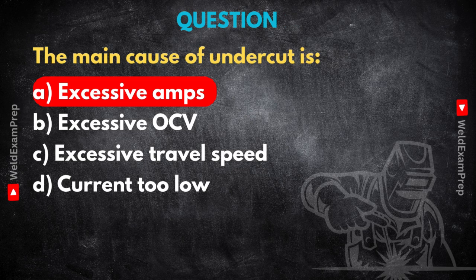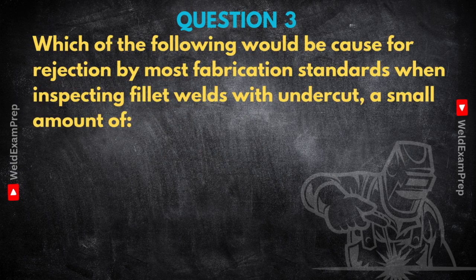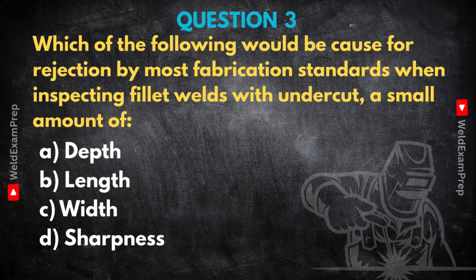Now, sticking with undercut, let's say we find some, a small amount, in a fillet weld. Which characteristic of that undercut would be the most likely reason for outright rejection according to most fabrication standards? Is it A, depth, B, length, C, width, or D, sharpness? This is a really good one. It tests your understanding of defect severity, not just detection, especially for fillets. And the answer, the critical factor, is D, sharpness.